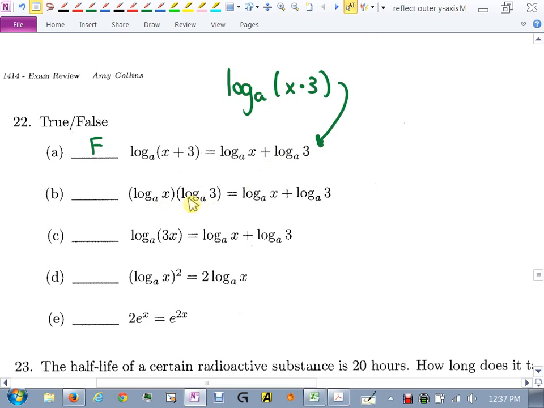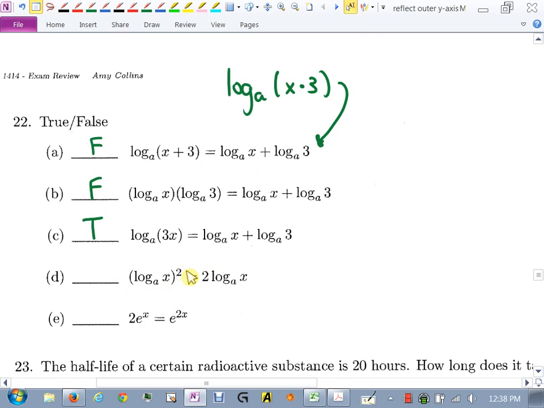Okay, is this true? No. This is a log times a log, right? Not a single log with two things multiplied inside. So this is not true. This is false. What about this one? This one's true. Multiplication inside of a single log turns into two logs with addition. How about this one?